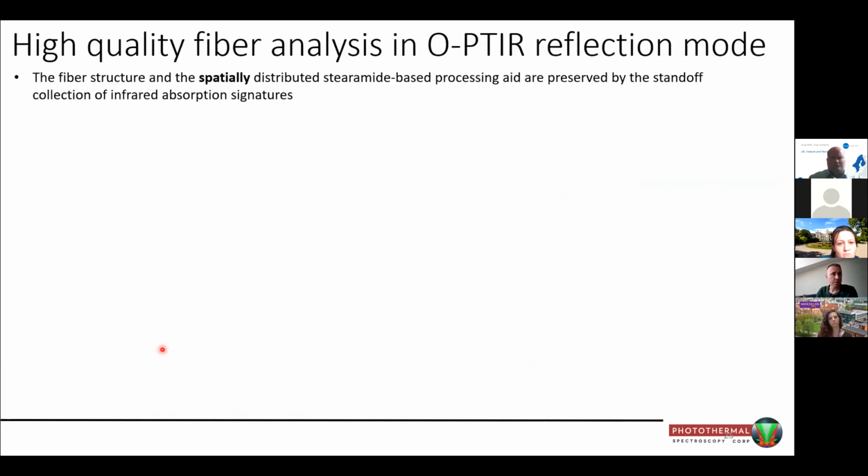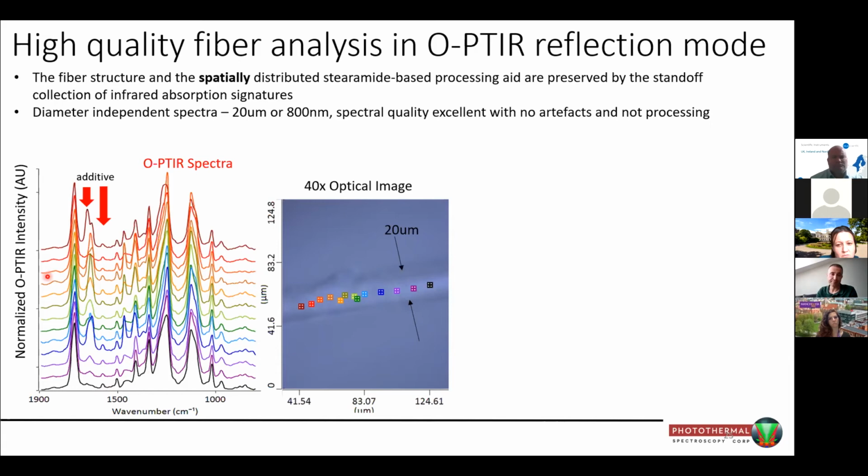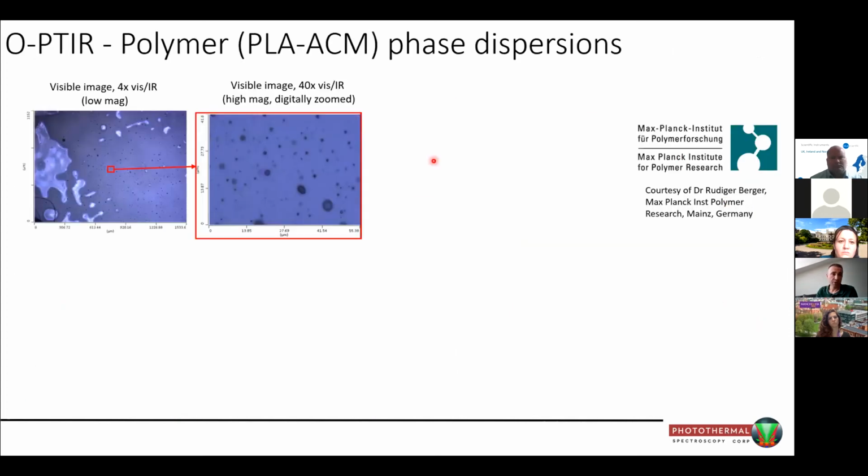If anyone's tried to measure anything on fiber before with an FTIR in reflection mode, you'll know that it doesn't work at all. Not that it's poor, it just doesn't work. In this case, we've measured surface coatings on a PET fiber with additives, and you can see along the length of it, our additive peaks are changing, and these are all raw spectra. These are the spectra that you get straight out of the instrument. And the spectra are diameter independent, whether it's a 20 micron or an 800 nanometer nanofiber, the spectra still look like spectra.